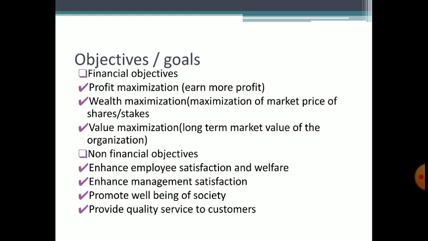Coming to the next, that is non-financial objectives. The first one is enhance employee satisfaction and welfare. What is that? It gives information about the employees' satisfaction level to the business organization. That includes promotion of employees, rewarding employees, etc. That will help to enhance the employee satisfaction and welfare.